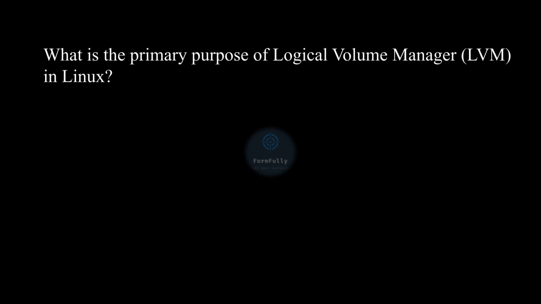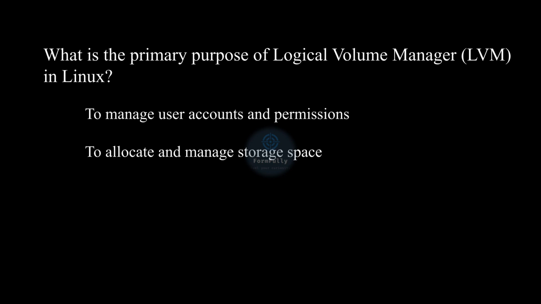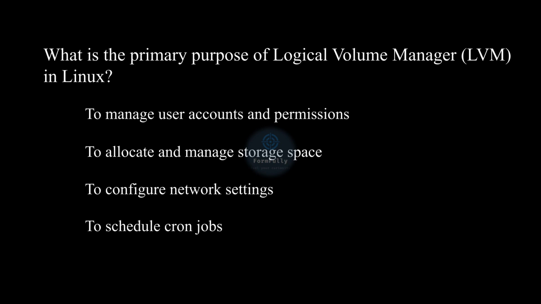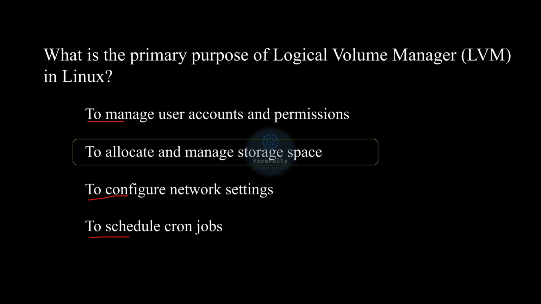What is the primary purpose of Logical Volume Manager in Linux? Options: to manage user accounts and permissions, to allocate and manage storage space, to configure network settings, to schedule cron jobs. The correct option is B. The LVM is used to allocate and manage storage space. The other options are incorrect as they are unrelated to LVM's purpose.